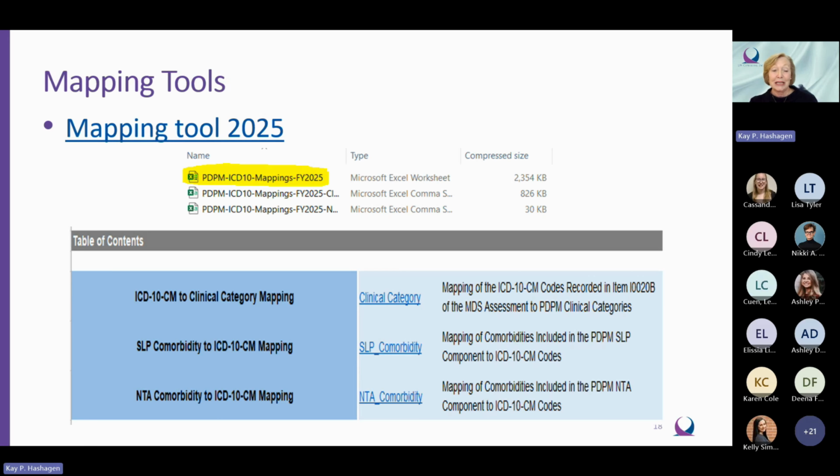The next thing that we all use are the mapping tools. So you can see when you open up the mapping tool, you go to the one that is the year that you're looking at. And when it opens up, you will open up the Excel in your download. And at the bottom of that Excel file, you'll see clinical category, speech comorbidity, and your NTA comorbidity. So those are important to be able to verify that the codes that you think that you want to use are really ones that map and that are still accurate.